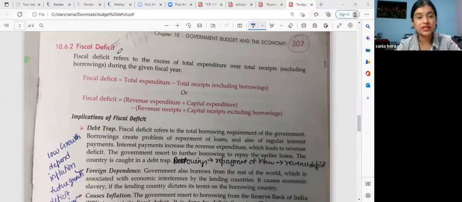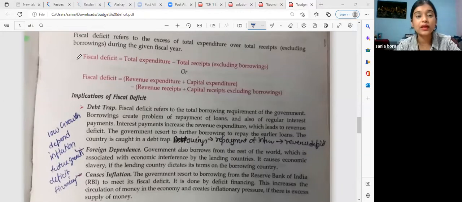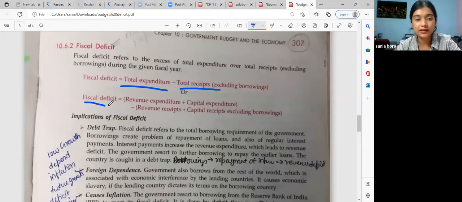Okay. Now, second deficit is fiscal deficit. Again, three parts we'll be doing. First, definition. Second, implication, and third, the suggested ratio. Okay. So fiscal deficit is basically what you will be writing: the difference between total expenditure and total receipt, excluding borrowing, is known as fiscal deficit. Okay. And this is the formula. Total expenditure is basically revenue expenditure plus capital expenditure, and total receipt is revenue receipt plus capital receipt.